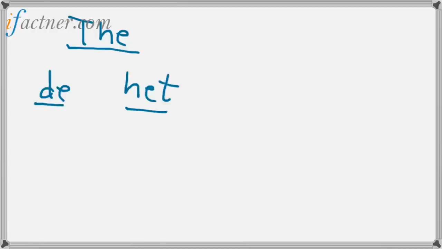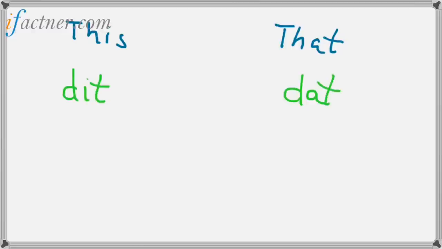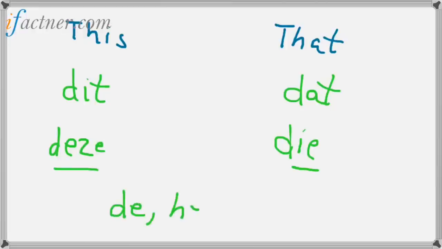Then we have got for the word da and het. Da, het. And then for this and that, we use dit, dat, or we use deze and di. Basically, there's a difference between these words, but right now it's out of the scope of this tutorial. And these are related to da and het words. So we will discuss it some other time.